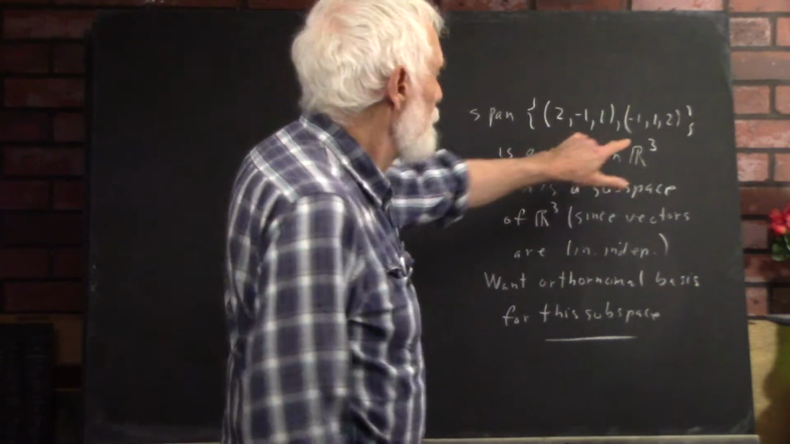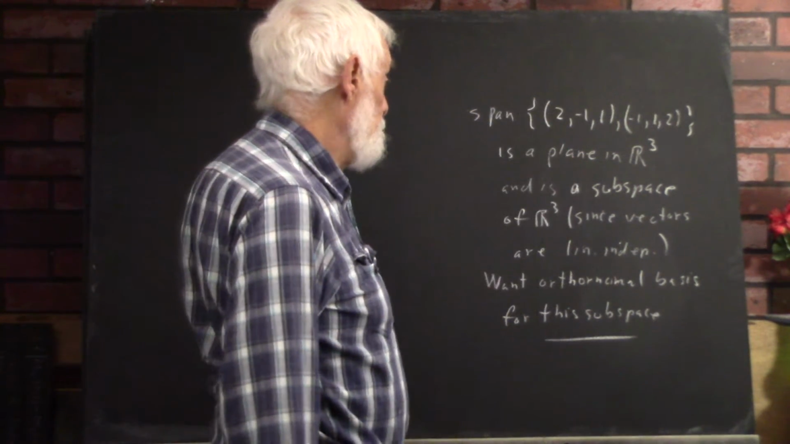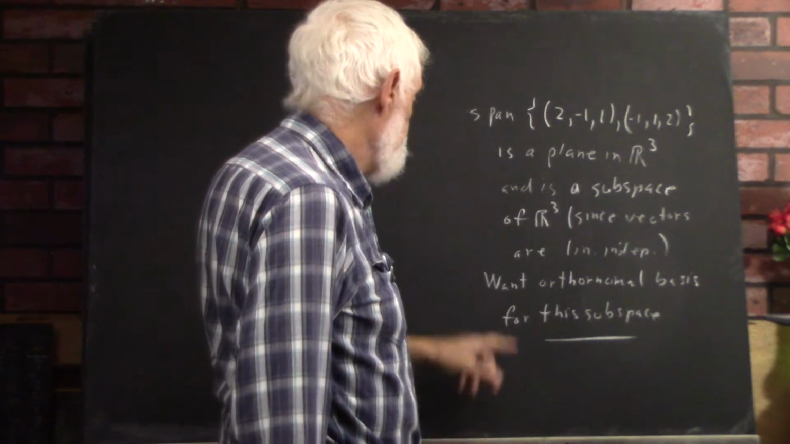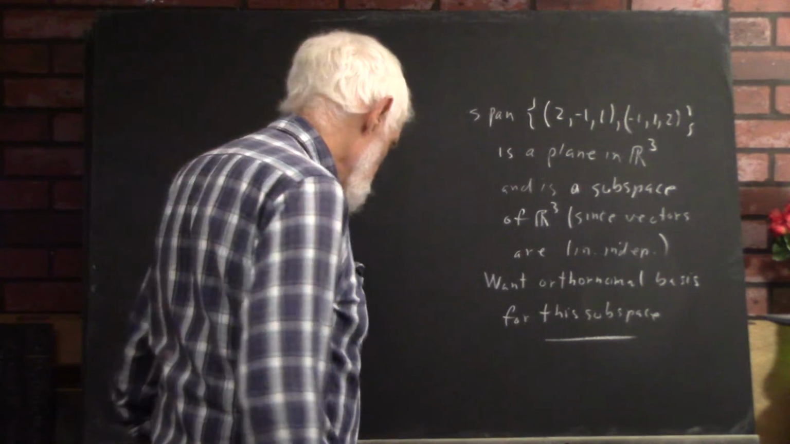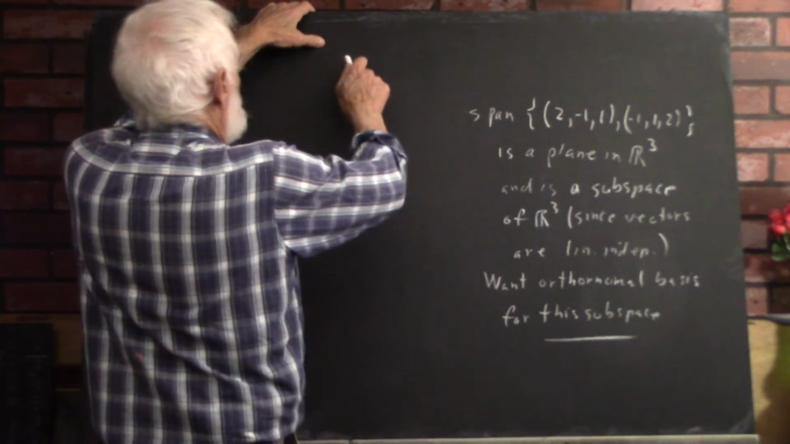Okay, again, got this set. Its span is a plane in R3. This is a subspace of R3 since the vectors are linearly independent. We want an orthonormal basis for the subspace. So what we do is, well, let's just give some notation here.